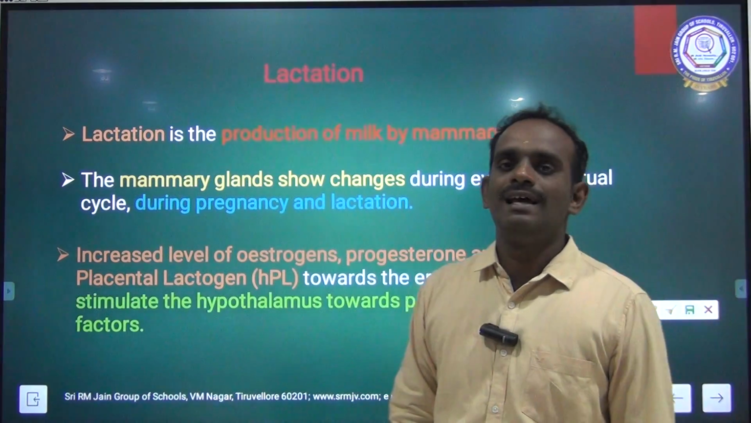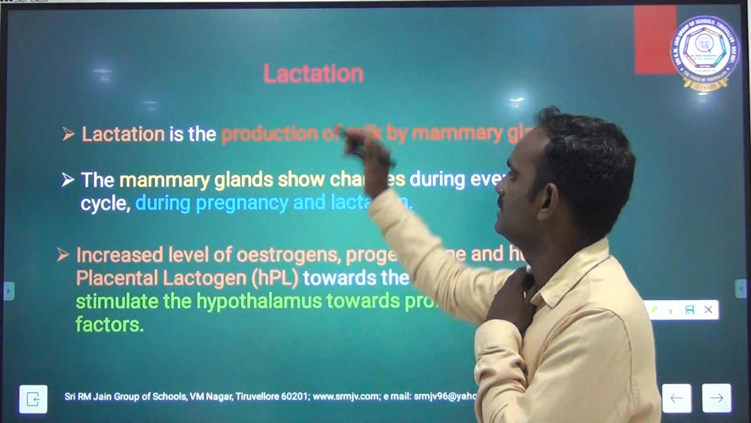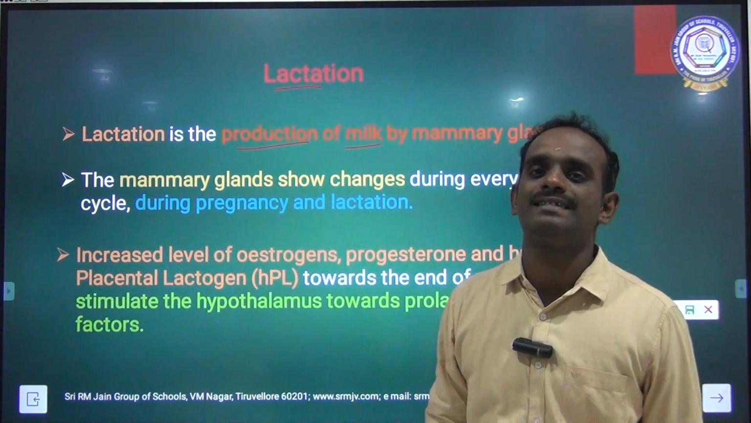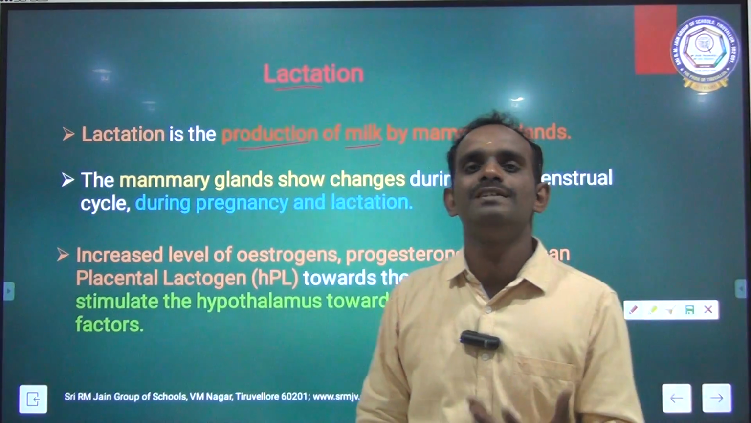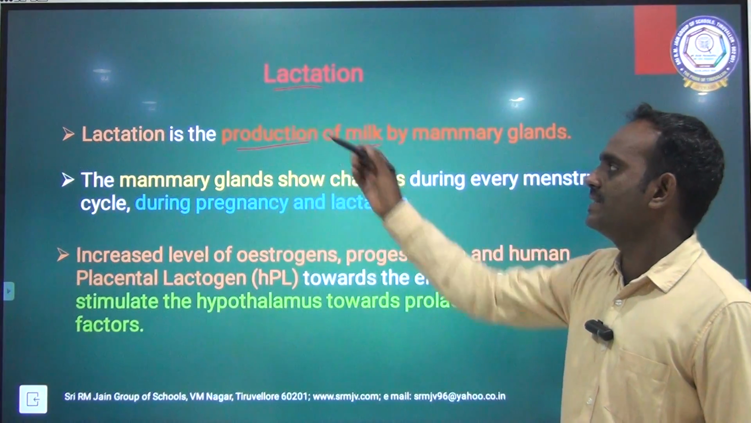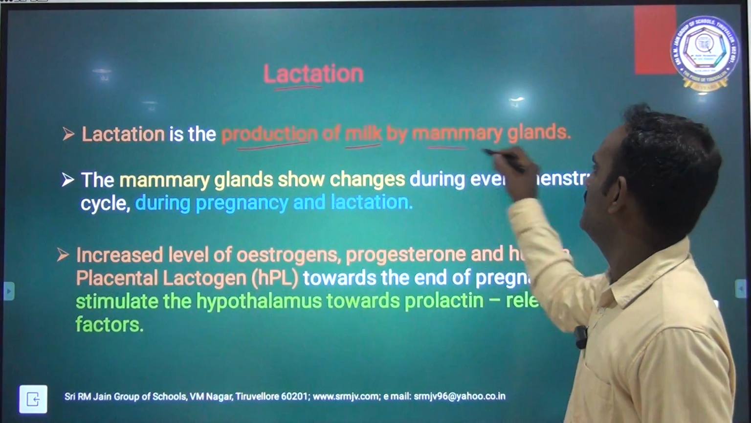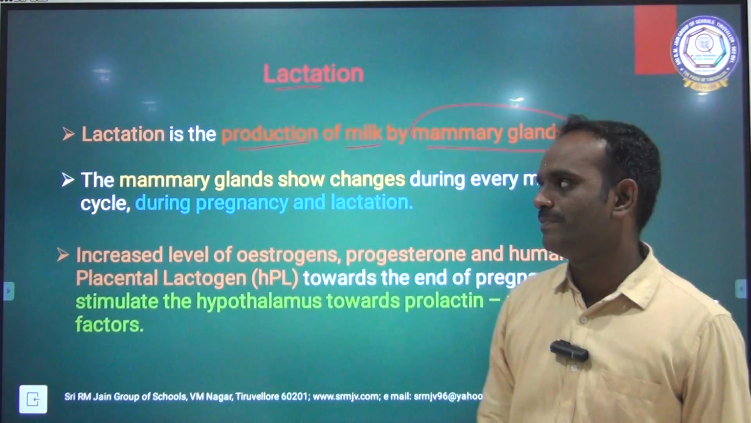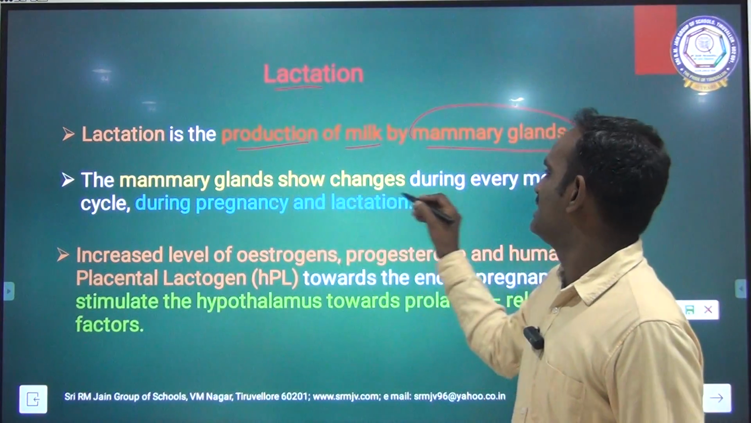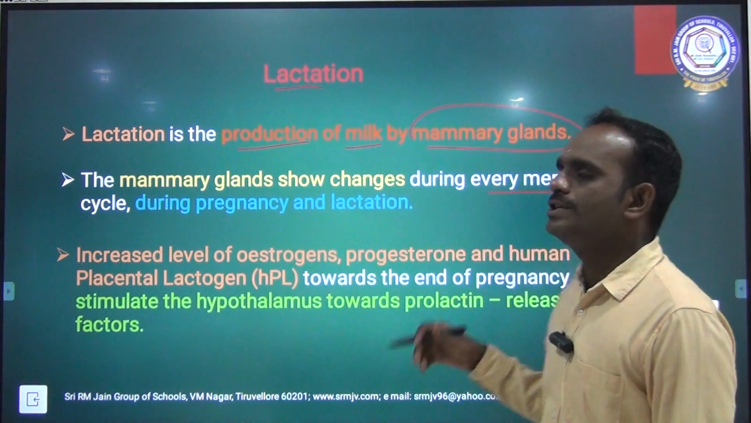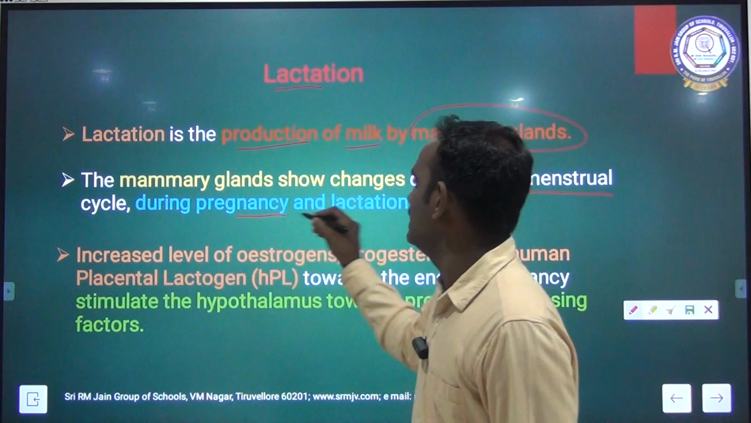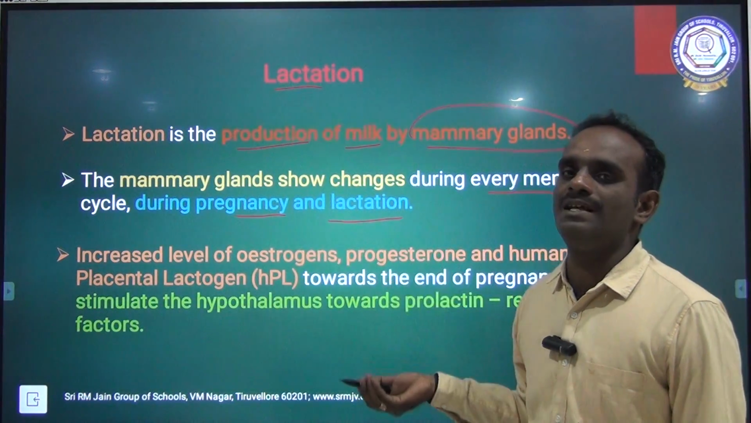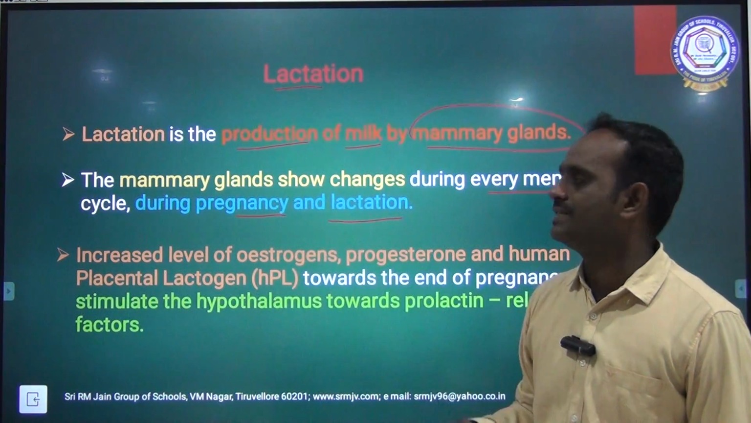The next one is lactation. Lactation is the production of milk. In the name itself you can easily understand. Lactose means milk. Clear? So lactation is the production of milk by the mammary gland. Mammary gland only secretes milk. So the mammary gland shows changes during every menstrual cycle, during pregnancy and lactation. So many changes take place during pregnancy as well as in lactation.